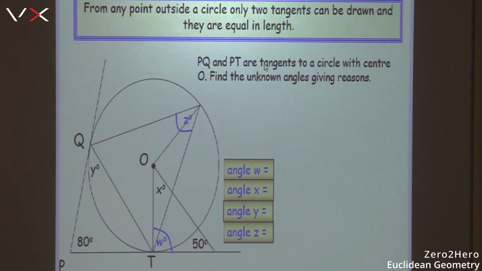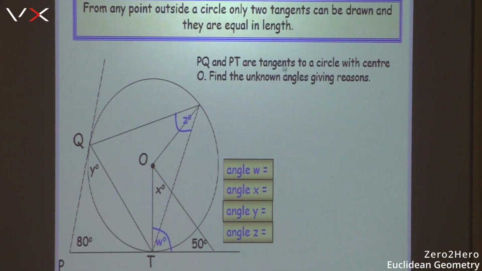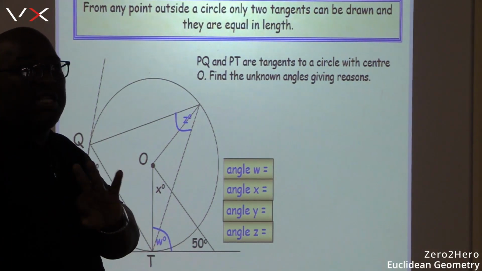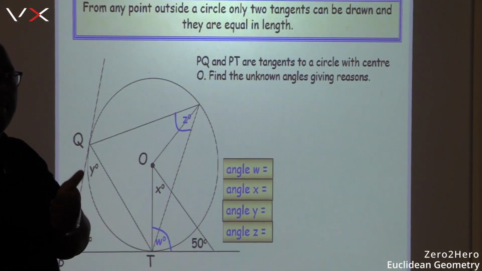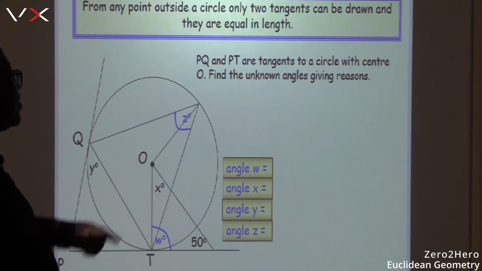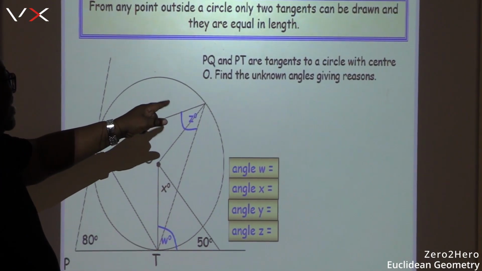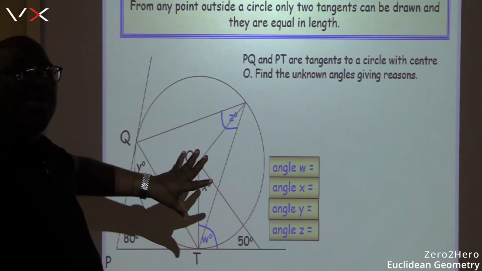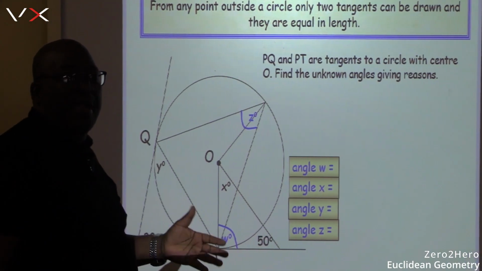Stop there. It takes me to the three theorems that deal with the tangent. The first one is the tan chord theorem. The second one is the tan radius theorem. Remember, there are only three theorems that deal with the tangent: tan chord theorem, tan radius theorem, and two tangents from the same point. Once we say PQ and PT are tangents, I think of those three theorems only. And I check if I do have those theorems in the diagram.